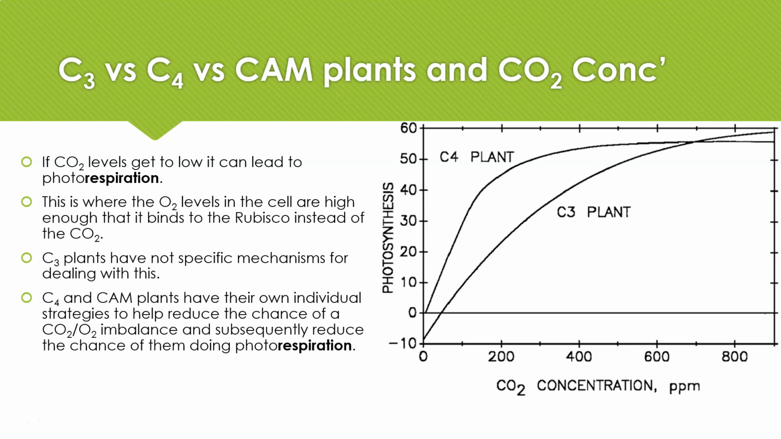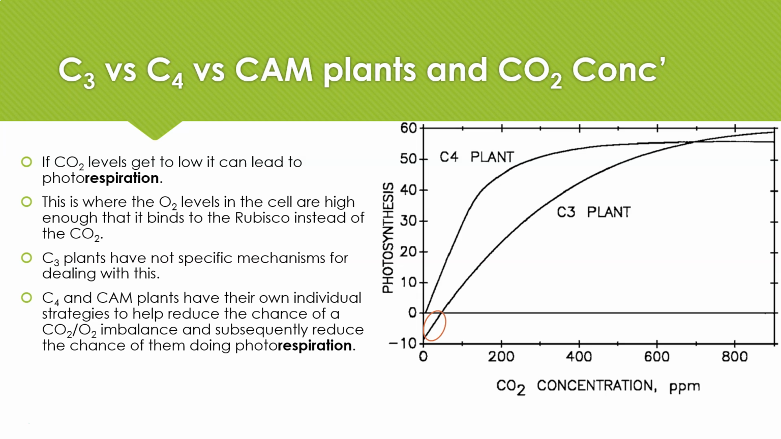C4 plants and CAM plants actually have their own strategies. Remember, C4 plants spread the light independent reaction over 2 different cells, whereas CAM plants will do it at 2 different times of the day. That's how they split it. Those are their strategies to help reduce the chance of this CO2-O2 imbalance, and so that's how they work to reduce the chance of doing photorespiration.